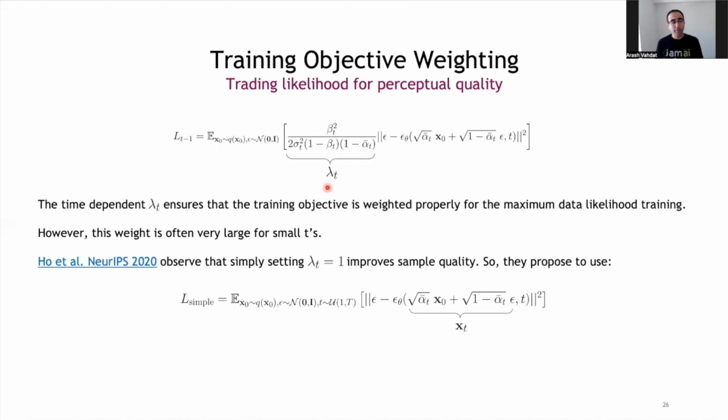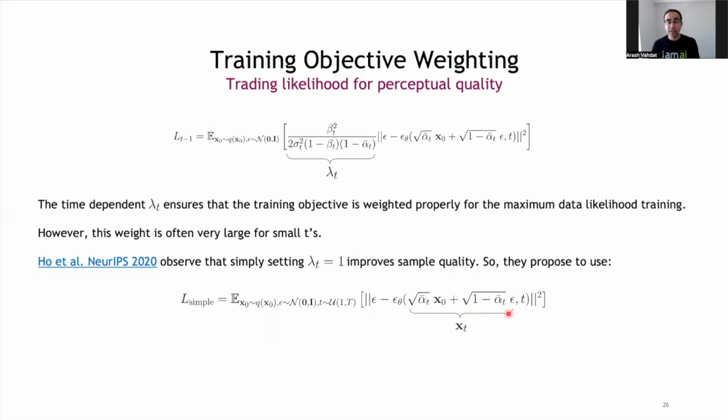However, in this paper by Ho et al. in NeurIPS 2020, they observed that if you simply drop these weights, or equivalently set these weights to 1 and train the model using this unweighted version, you get very high quality sample generation using diffusion models. So they introduced a very simple objective that does not have this weighting anymore. This weighting is 1. So again, this objective simply draws samples from the data distribution, draws white noise, and randomly samples one of the time steps from 1 to capital T.